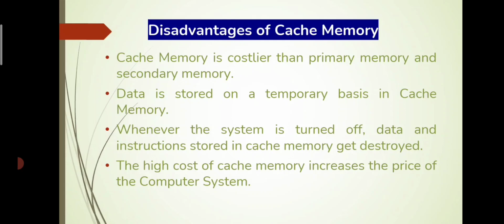Disadvantages of cache memory. Cache memory is costlier than primary memory and secondary memory. Data is stored on a temporary basis in cache memory. Whenever the system is turned off, data and instructions stored in the cache memory get destroyed. The high cost of cache memory increases the price of the computer system.